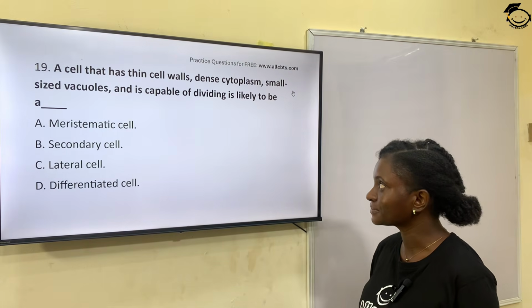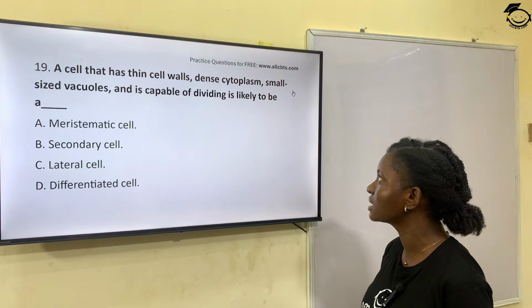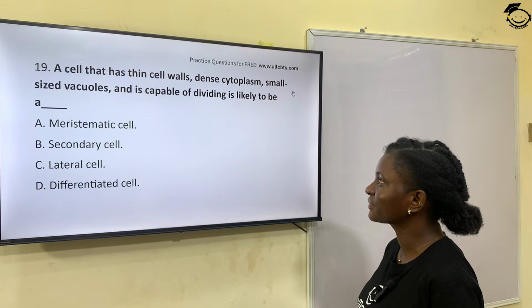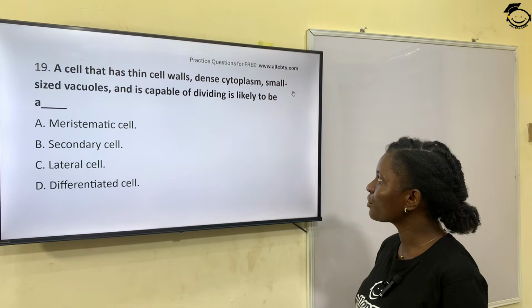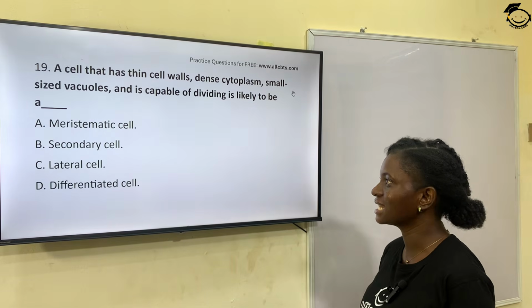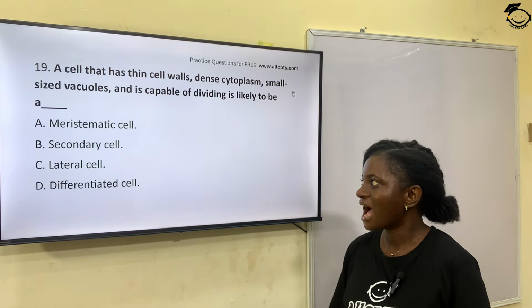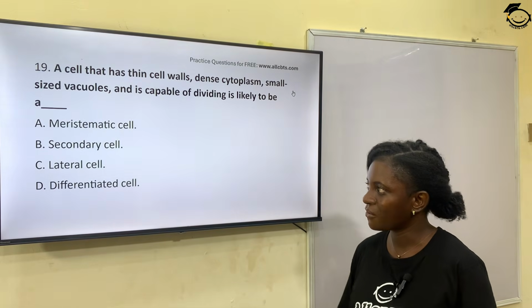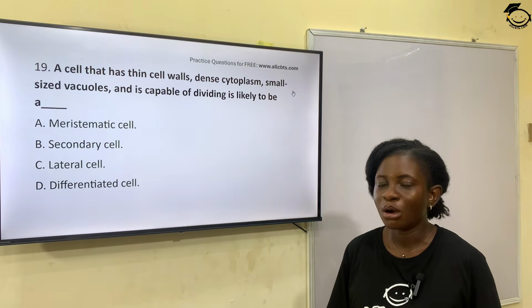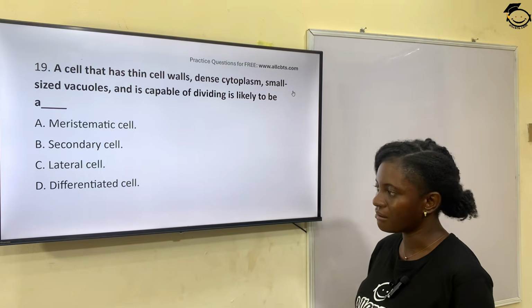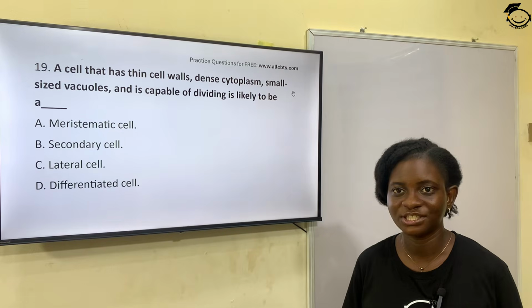Question 19. A cell that has thin cell walls, dense cytoplasm, small size vacuoles, and is capable of dividing is likely to be. So all these characteristics are found in which of these cells listed in the options? Option A, meristematic cell. Option B, secondary cell. Option C, lateral cell. Option D, differentiated cell.